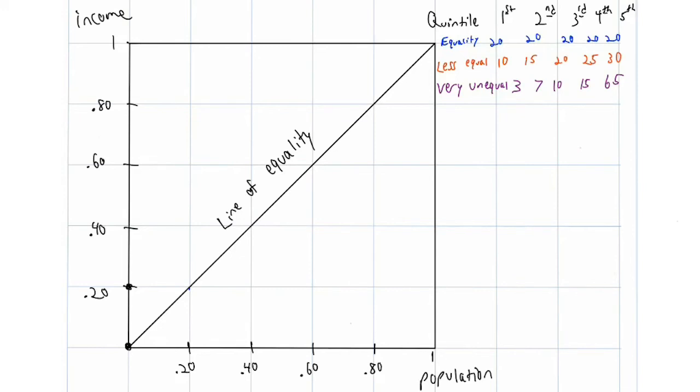All right, finally, let's do this very unequal example. And the first quintile only has 3% of income, so something like this, 0.03. The second quintile has 7%, add that to the 0.03 and you get 0.1 for the second quintile. The next quintile has 10% more than that, so we go to 0.2. The next quintile has 0.15, so we end up at 0.35. And then the final quintile, we're going to end with 100% of the income.